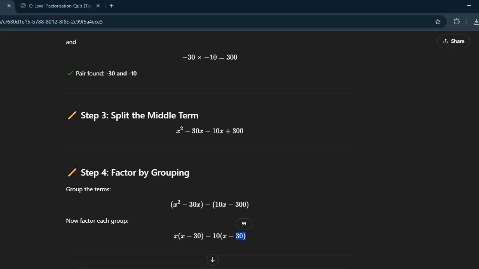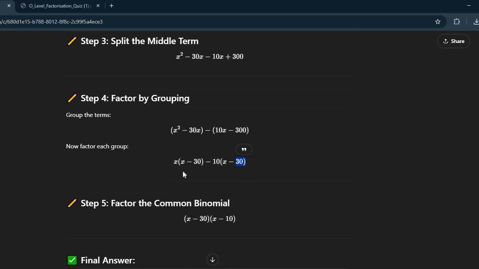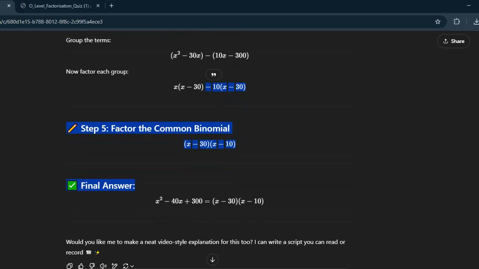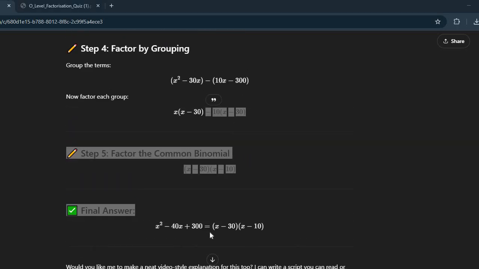Again you can see that we have a common factor in both. It always happens when we factorize questions with both negative signs. Now you can see that you have to take the common x minus 30 from both. You have taken x minus 30 outside. Now in the second bracket you put x and minus 10, and you will get the answer. So this is your final answer.